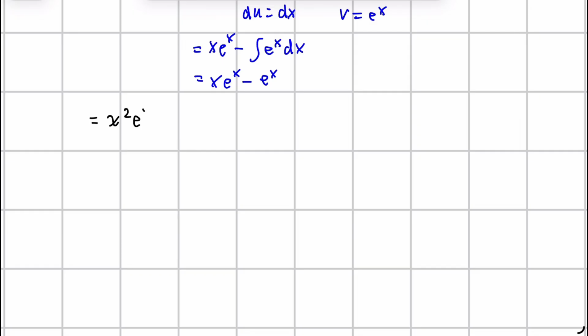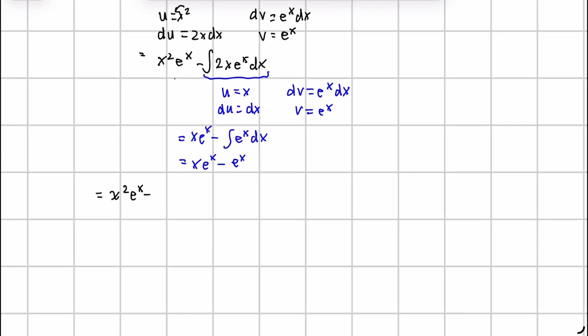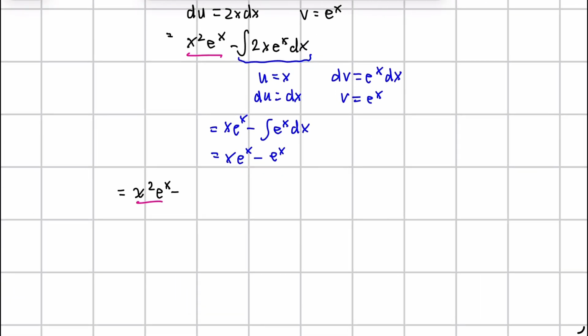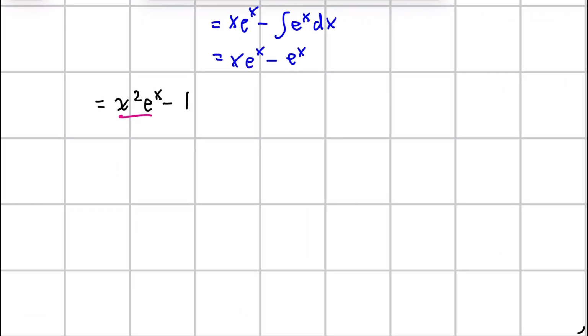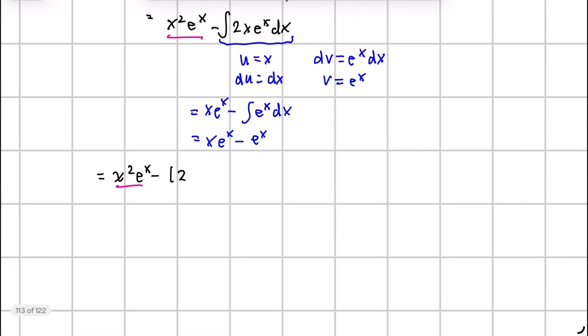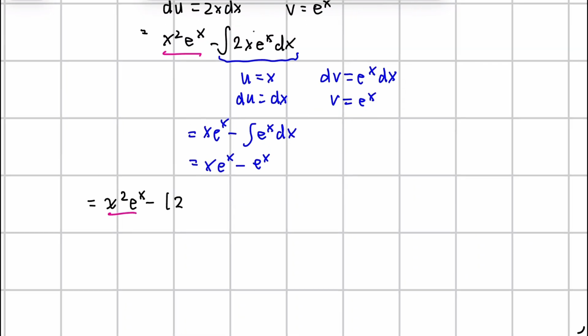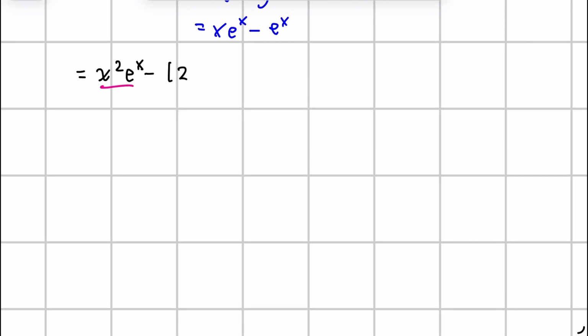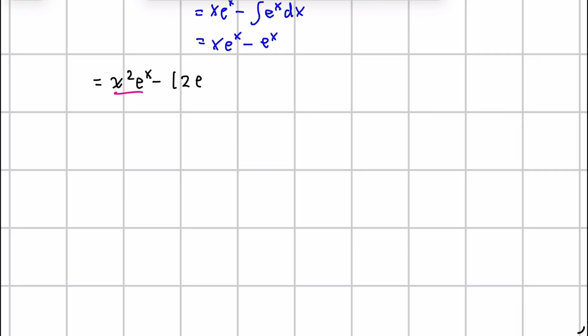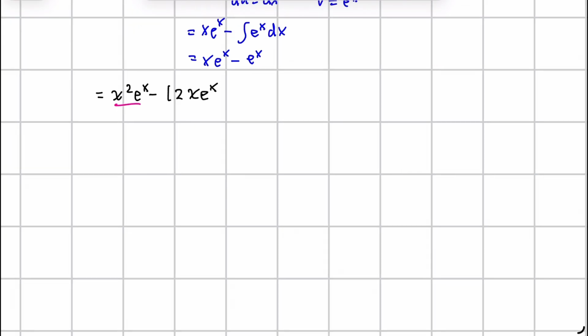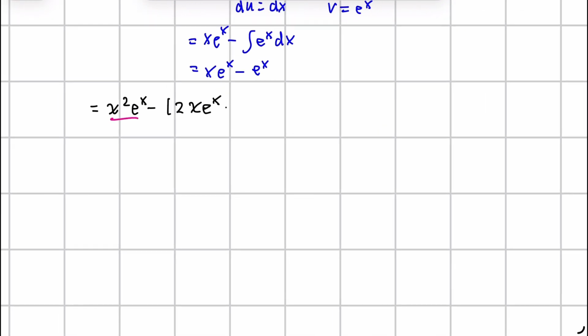x squared e to the power of x, which we have over here. And then we're going to subtract the 2, because we have multiplied by 2, right? We have to take out the 2. And we have x times e to the power of x. And we have to add that to 2 e to the power of x plus c. And we have all this. We can actually move the plus c out here.